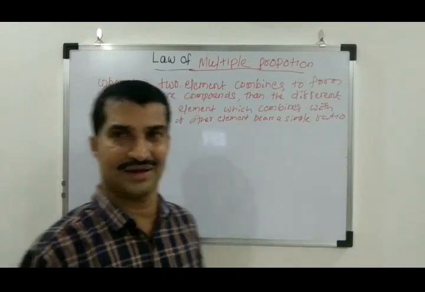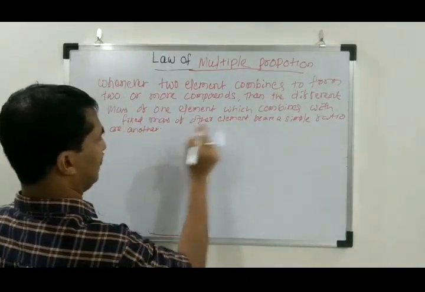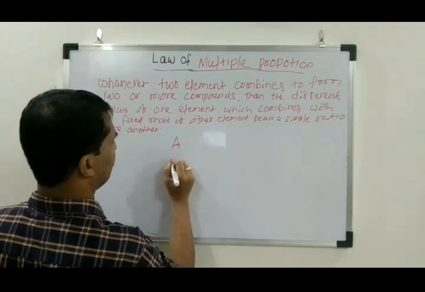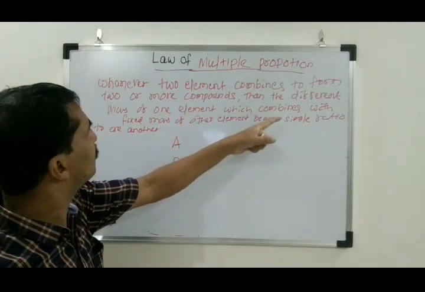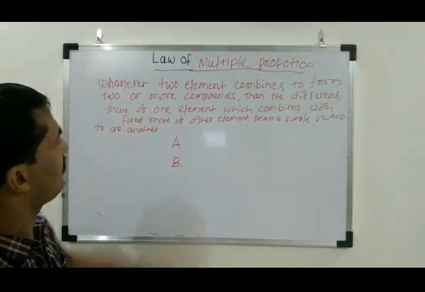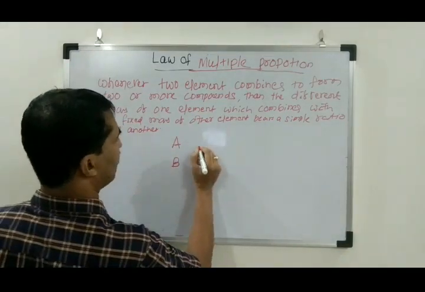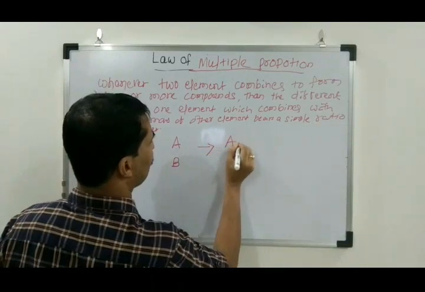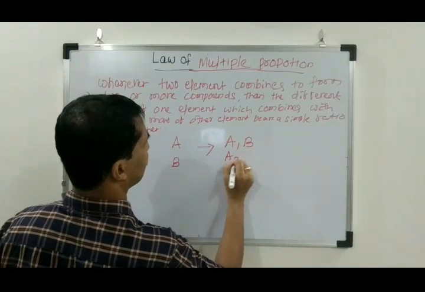Let me take one example. When two elements, let's say element A and another element B, combine to form two or more compounds, let's say these two elements A and B form two or more compounds.